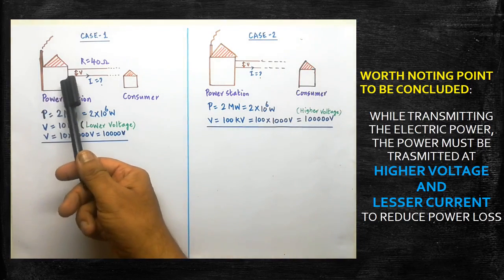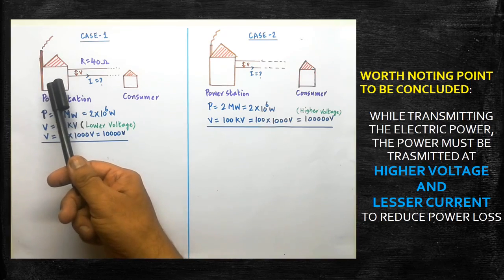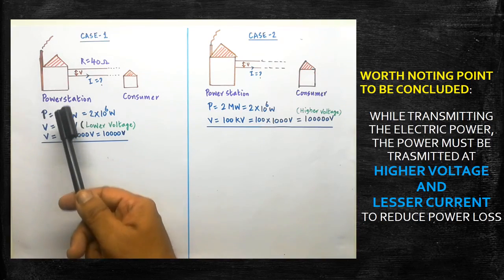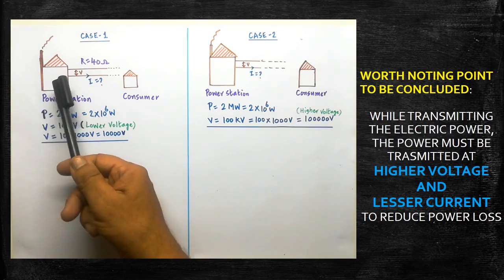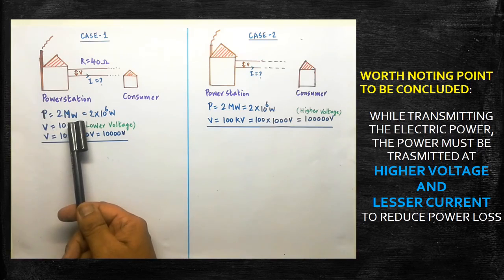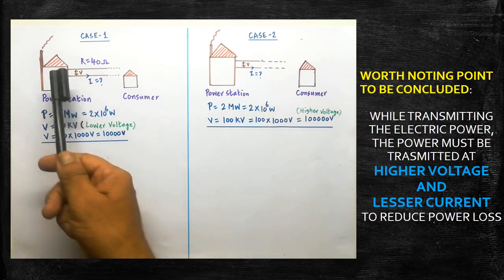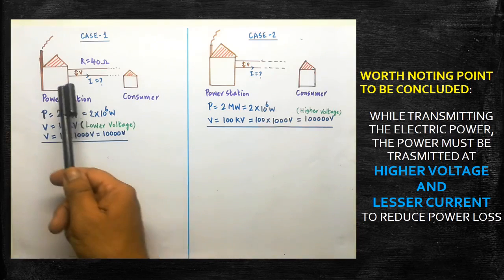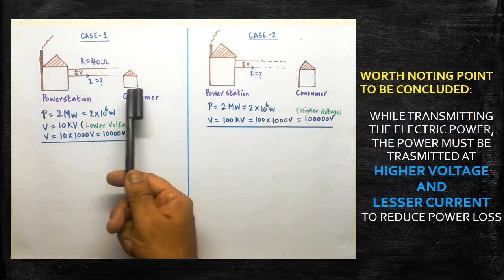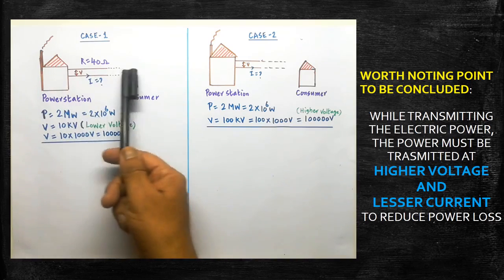So this is the location of the power station from which we are going to transmit the power. As per your textbook illustration, this power station is capable of generating the power of 2 megawatt. Here you are the consumer, very far from the power station. In between the power station and the consumer the distance is too long, so both are connected by means of the transmission line.